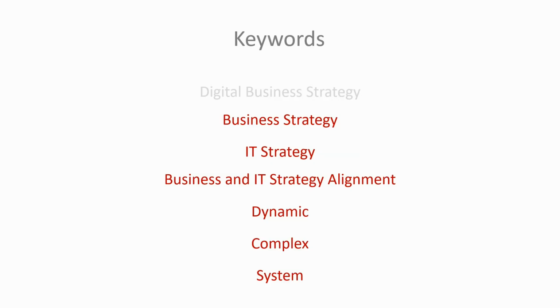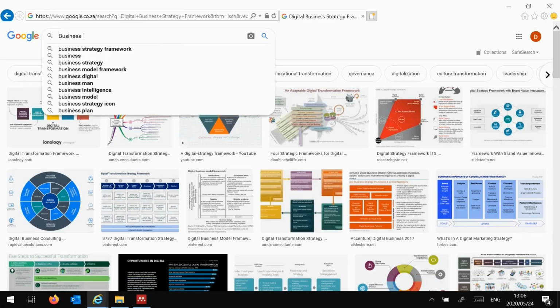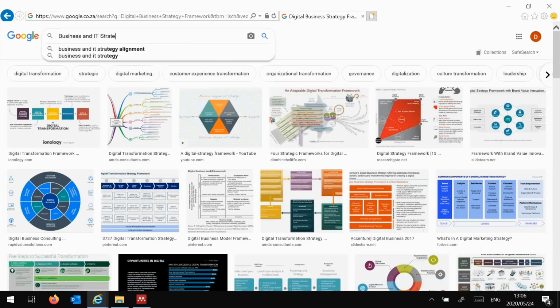Let's move on to the next keyword combo. We have business strategy. Again, because I have done a bit of reading on the subject, I know that if I look for a framework called business strategy, it will only encompass half of the DBS. The same will happen if I look for an IT strategy framework. So I strike that through too. Let's move on to our next keyword combo, which is business and IT strategy alignment.